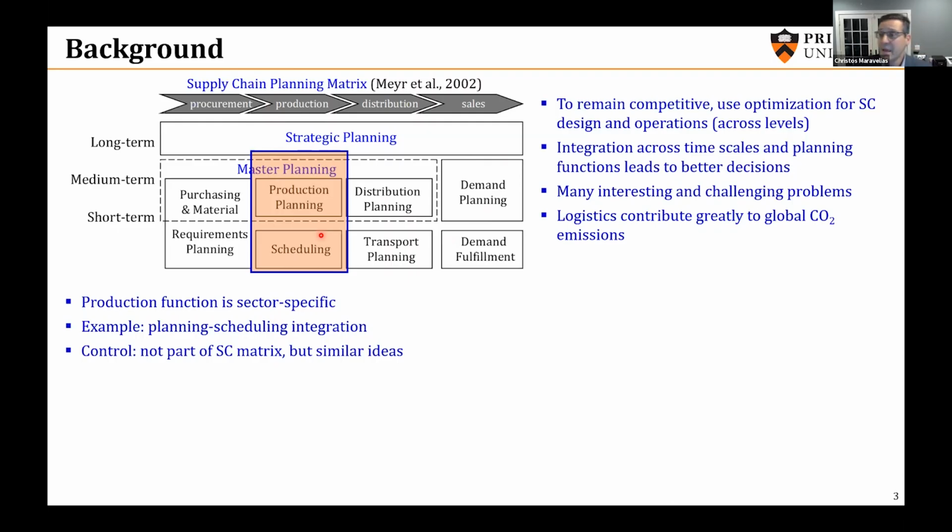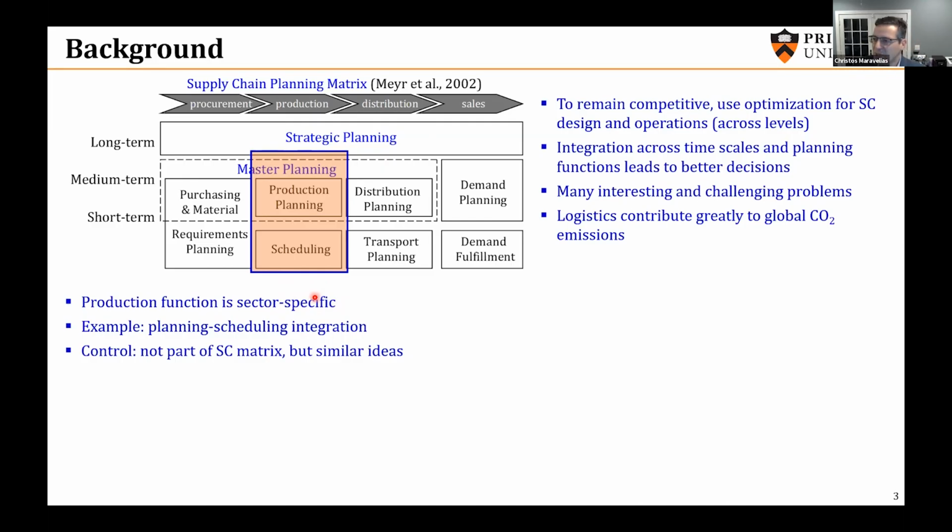Now, a lot of attention has also gone into the integration of scheduling and control, but I would say control is somewhat outside the scope of supply chain. So control, if you can see the laser pointer, would lie here in terms of time scale, and there has been also a lot of work in that space.